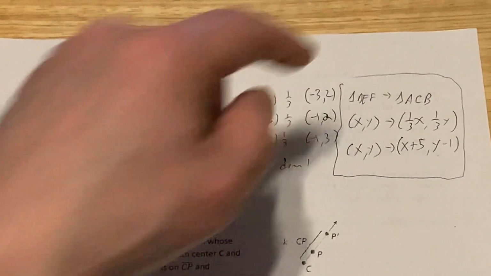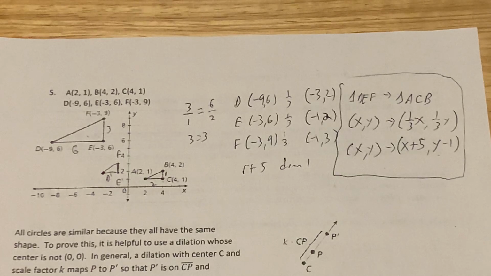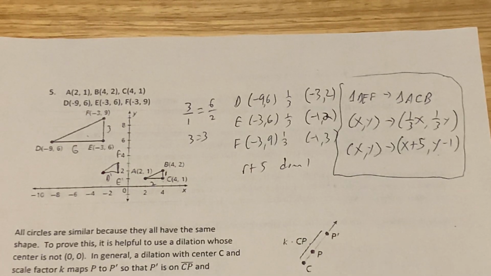I told which way I was mapping it. You could have gone the other way too, by multiplying by 3 and then probably going left 5 or something of that nature. But anyway.